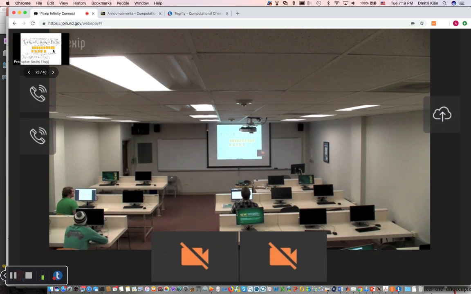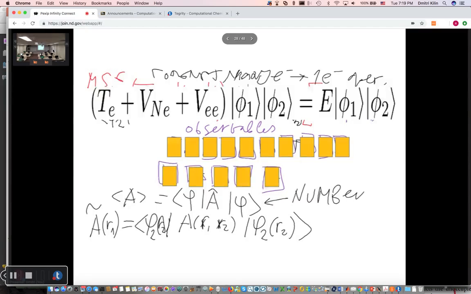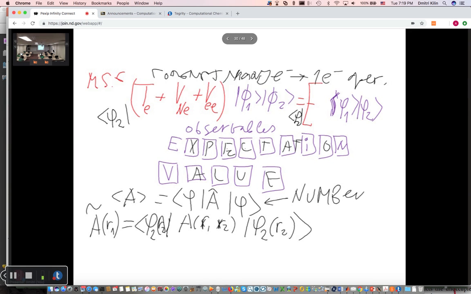Oh, perfect. Okay. If no one would say it, we would need to play a game and remove one by one boxes and finally guess the word. Yes. It's expectation value. You won. So if you convolute an operator with bra and ket from left and right, you will get a number.